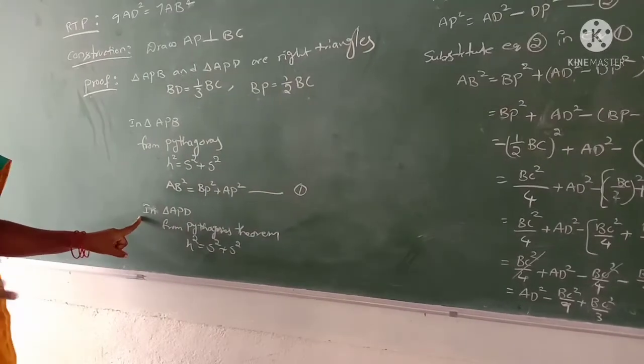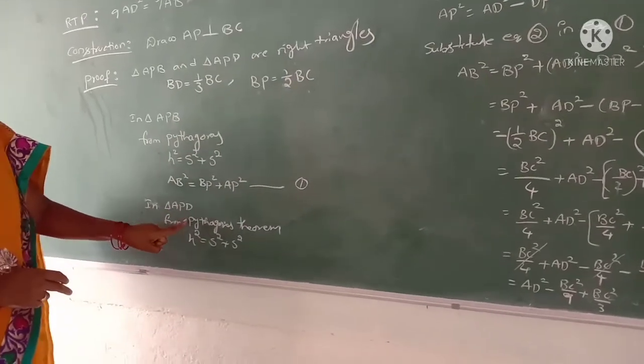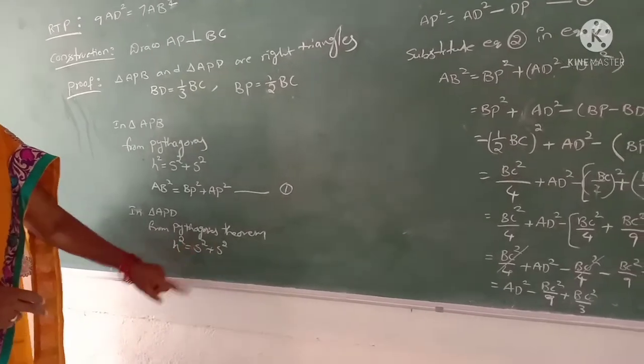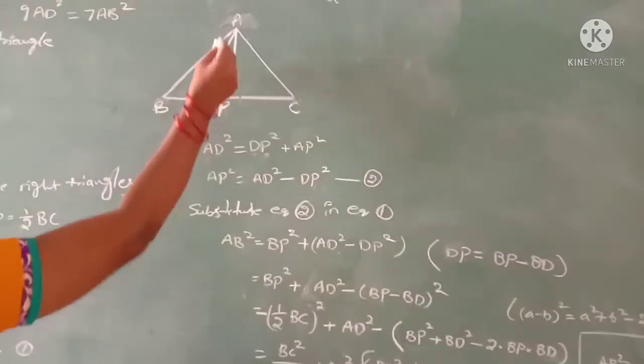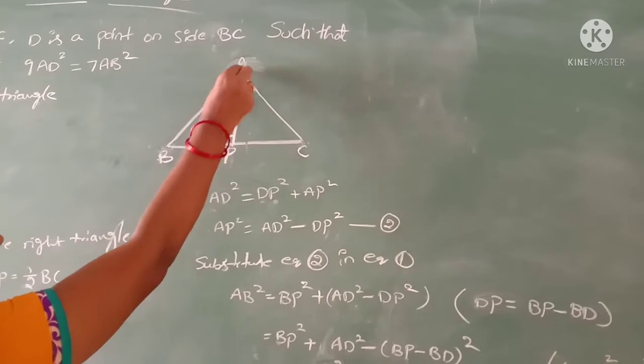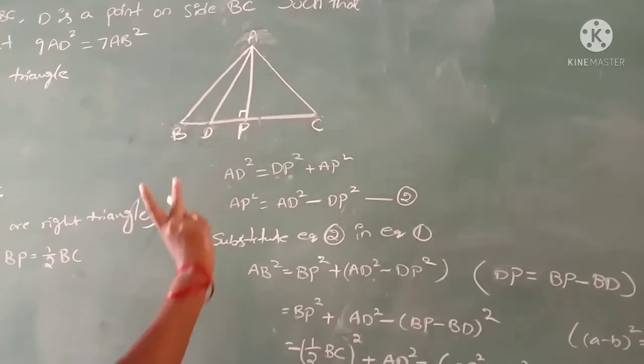Next we take the other right triangle ADP. From Pythagoras theorem, hypotenuse square equal to side square plus side square. So we observe APD is a right angle triangle. AD is the hypotenuse, and AP and DP are the other two sides.